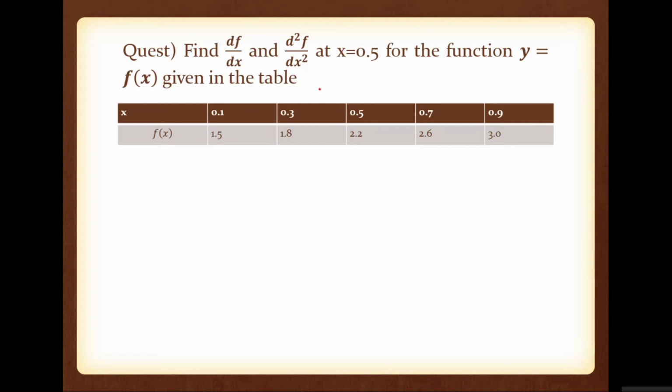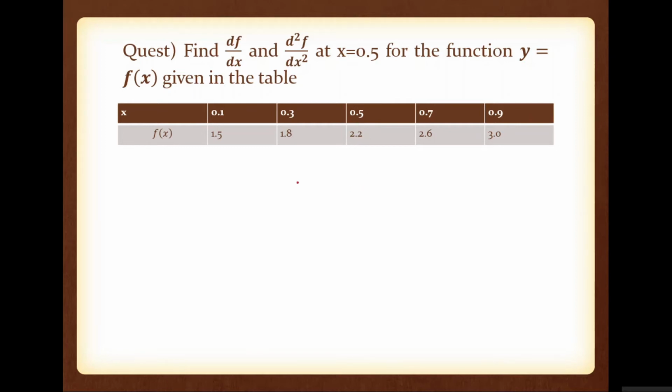Now you can see that x equals 0.5, which is equal to this middle value 0.5. And you can see the middle point. So we can use the Gauss forward central difference formula, or Gauss backward central difference formula, or Stirling's formula. So the best one is Stirling's formula, that is very easy to use. So we can use Stirling's formula here.